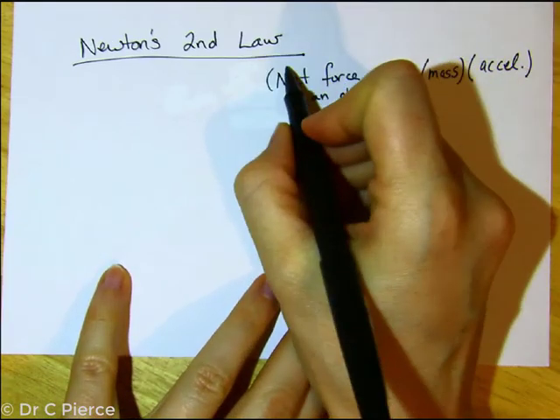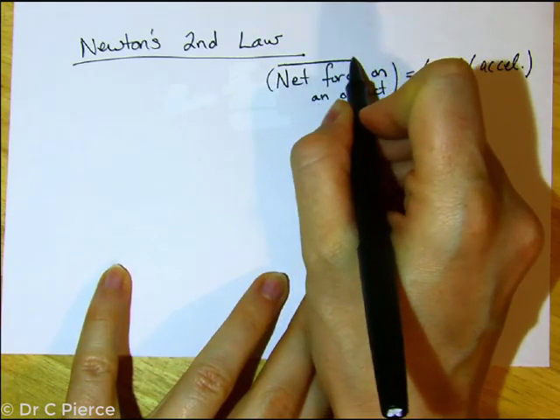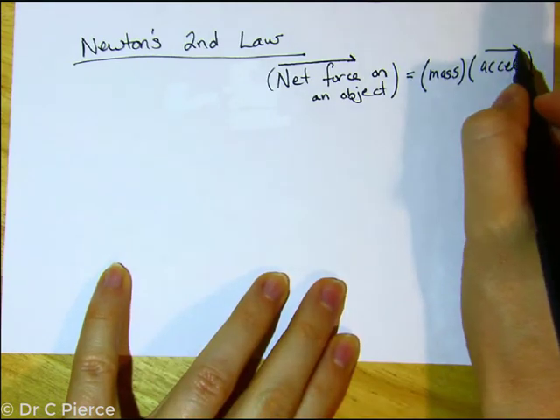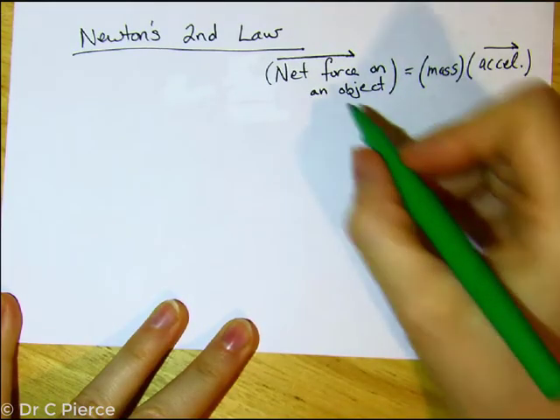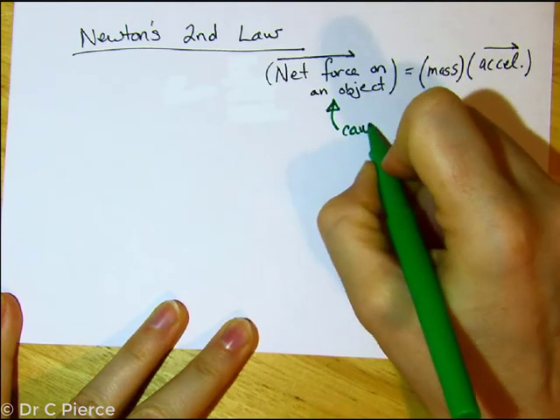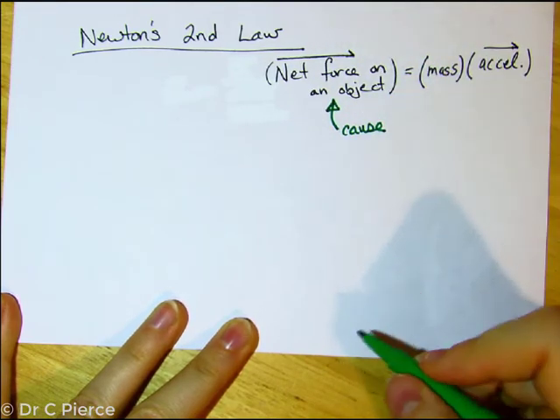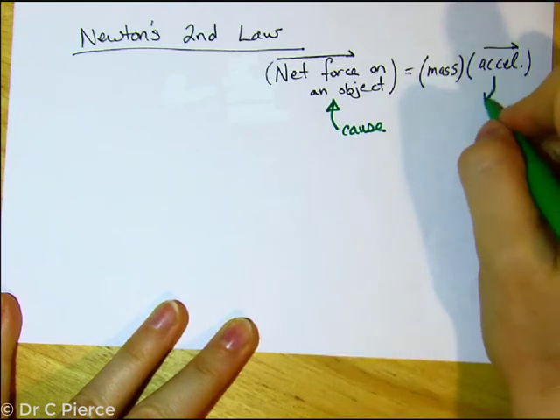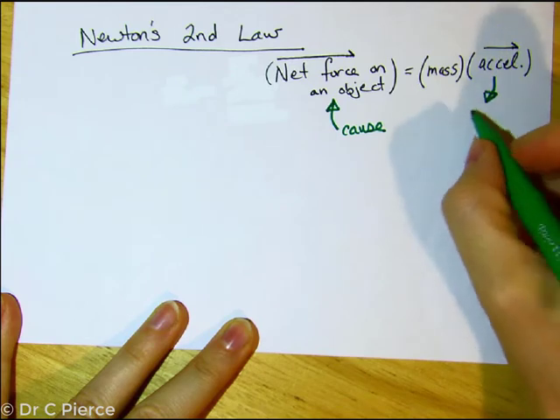Now, the net force is a vector in that it has to have a direction, and so is the acceleration. How about I point out that this would be the cause, right? You're going to apply a net force to an object, and then what happens is the object will accelerate, so that is the effect.